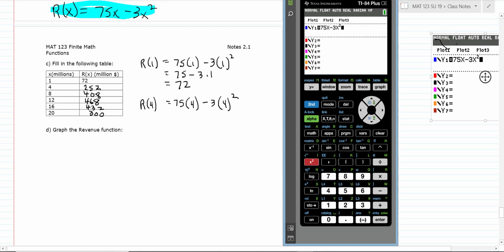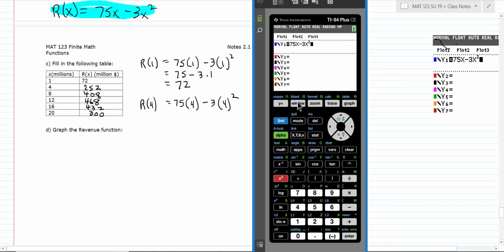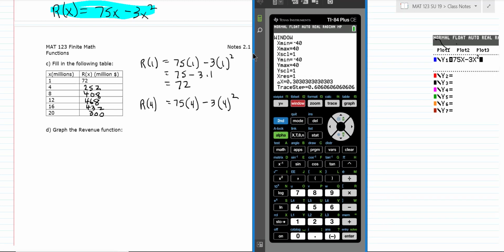Now, as far as the window goes, I'll show you what we're going to do on that. So you want to go to your window button. Now, we're supposed to go 1 to 20. If you read the problem, they wanted you to go 1 to 20. I'm going to go 0 to 20, like that, and probably scale that by 5.